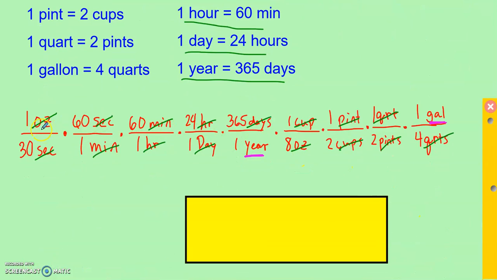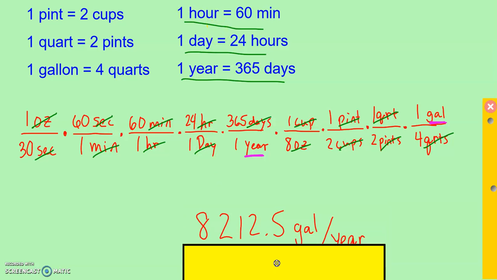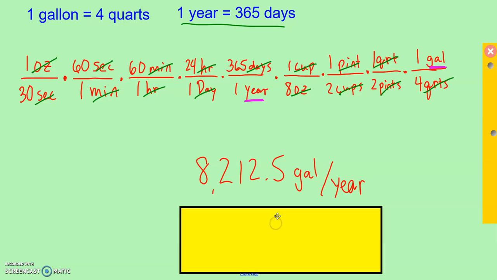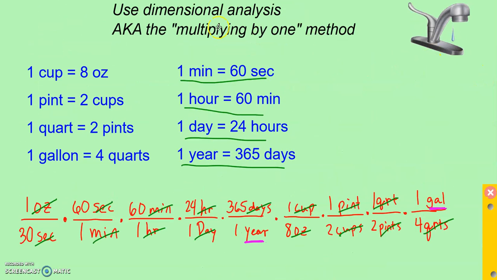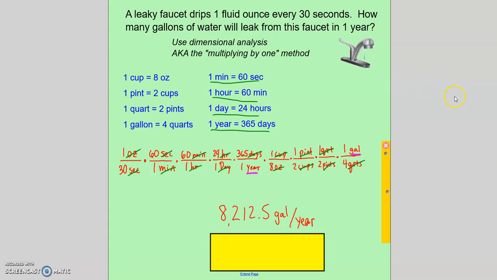So what do I do to multiply fractions together? I multiply everything on the top together, I multiply everything on the bottom together, and then you divide, top divided by bottom. And when you do that, you should get 8,212.5, and that's, again, gallons per year. So that is an example of using dimensional analysis to do unit conversions.